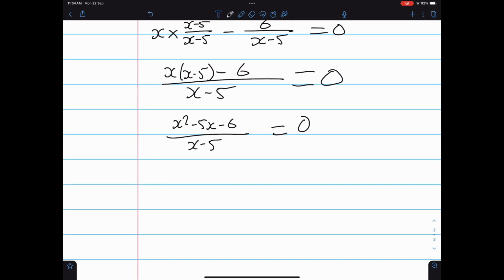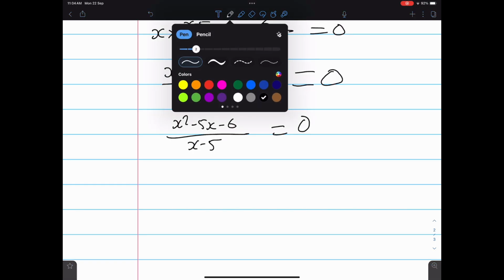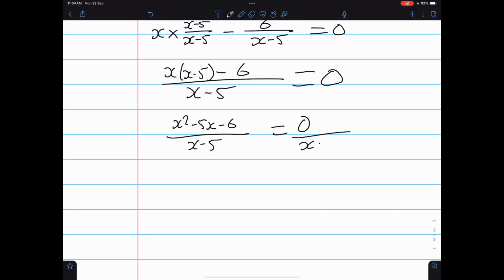And here is another fact. This 0 is also equal to 0 divided by x minus 5, because 0 divided by anything is still 0. So this means that the denominators are the same, which means we can just ignore them, leaving us with x squared minus 5x minus 6 equals 0. And now we factor this.